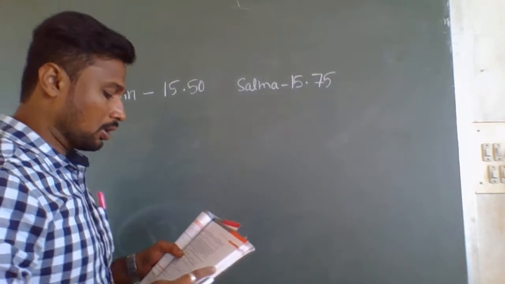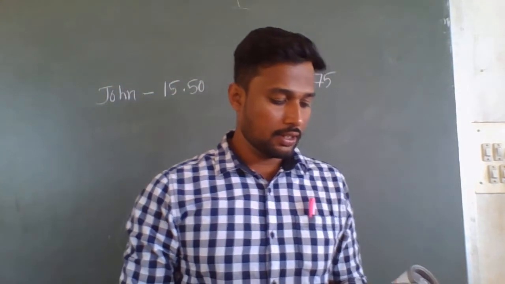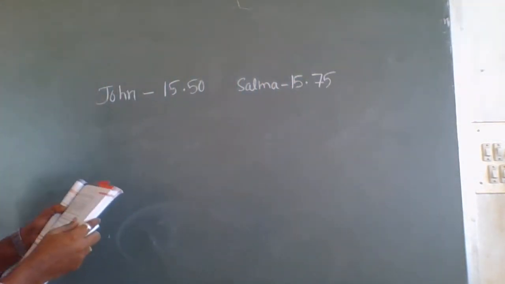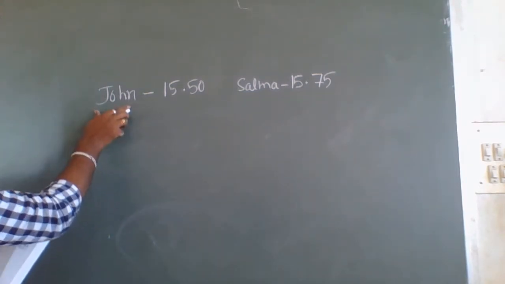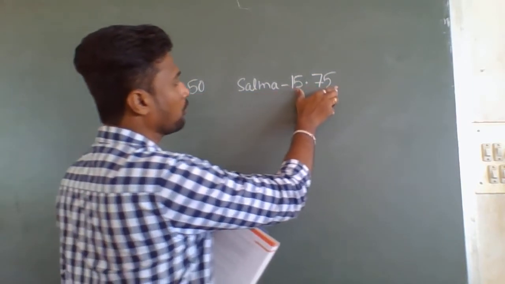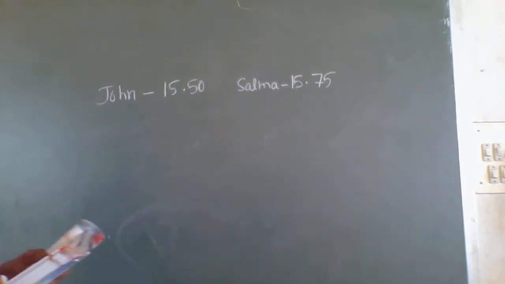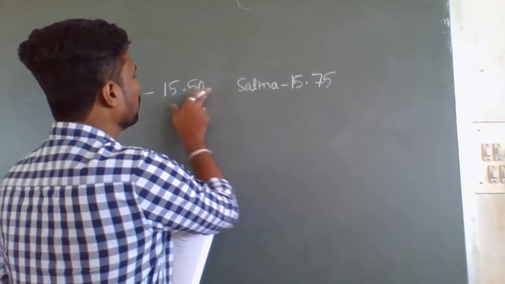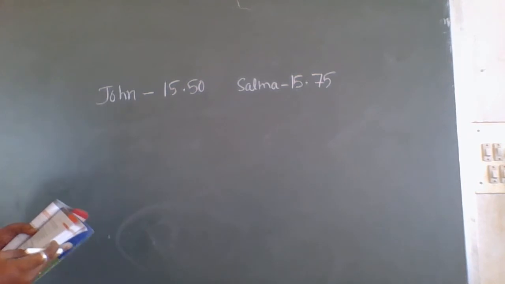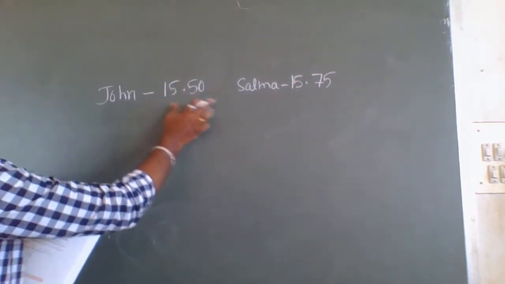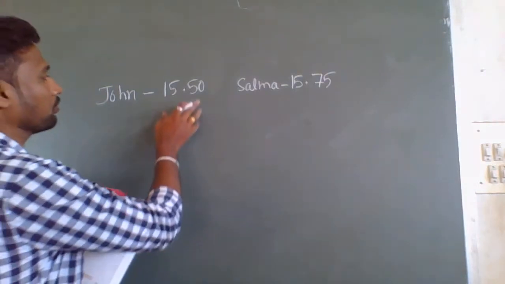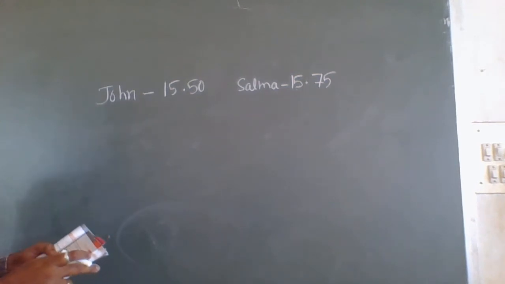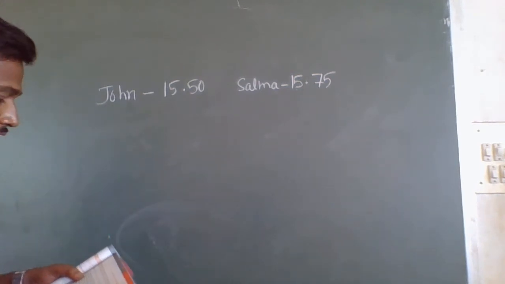To do this, we first compare the digits on the left of the decimal point. Who has more money? John has 15.50, Salma has 15.75 rupees. So they have given one question here: who has more money? To find this, we need to compare these two decimal numbers, 15.50 and 15.75. We first compare the digits on the left of the decimal point.